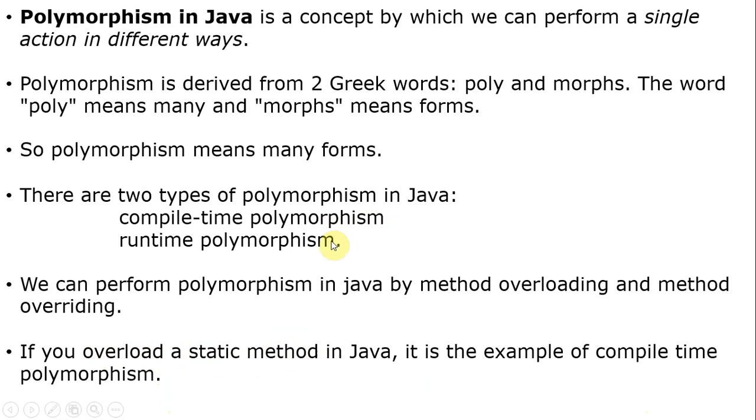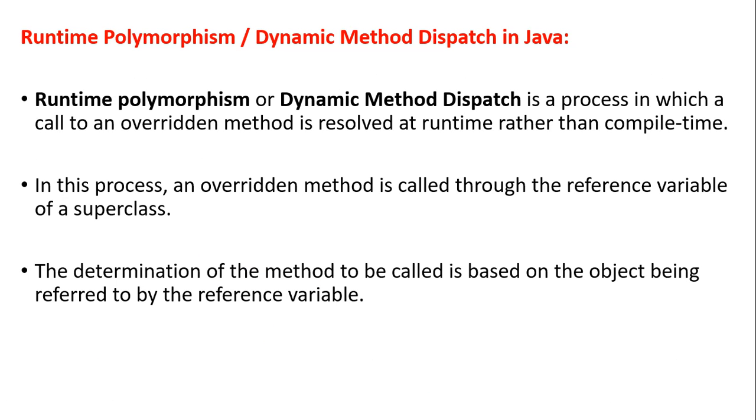Now the concept is runtime polymorphism, or dynamic method dispatch. What is runtime polymorphism or dynamic method dispatch? It is a process in which a call to an overridden method, if it is runtime polymorphism, you just go with the overriding concept only. Don't bring the overloading concept here. Overriding means the name of the method, order, type and number of parameters are all the same.